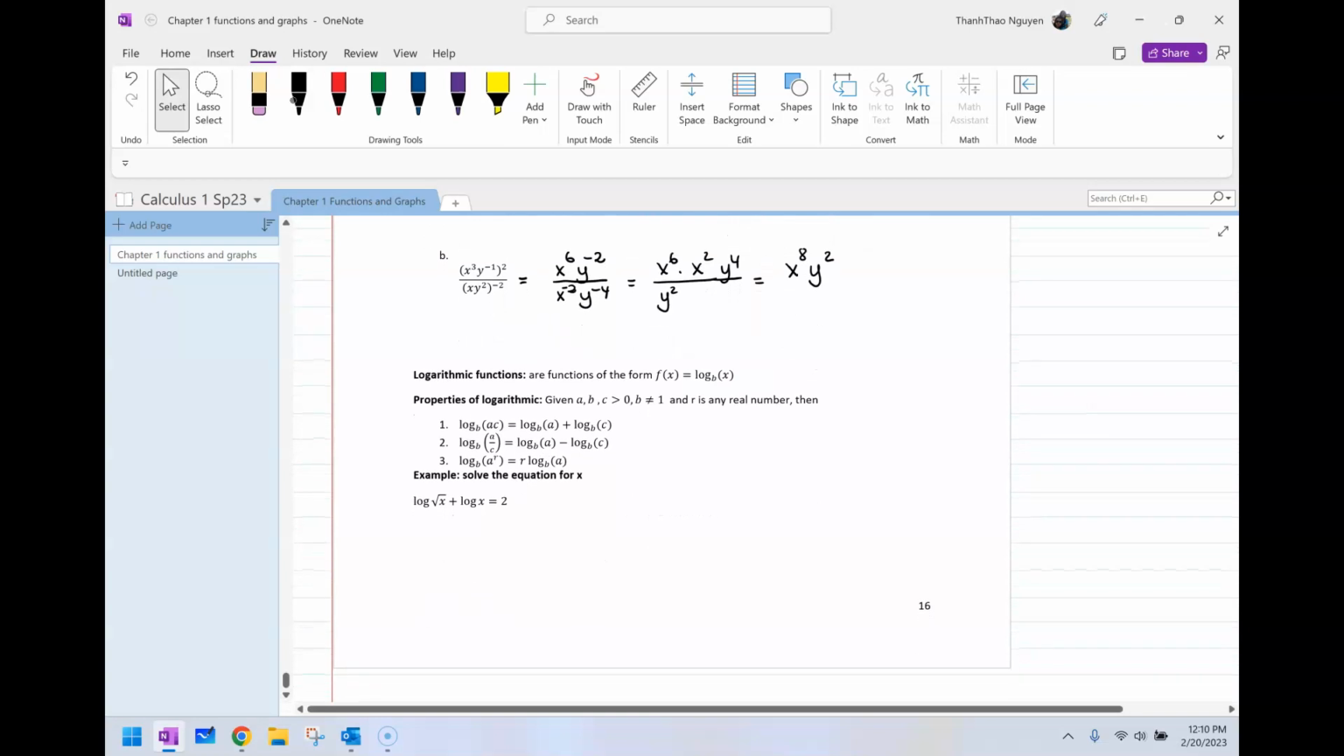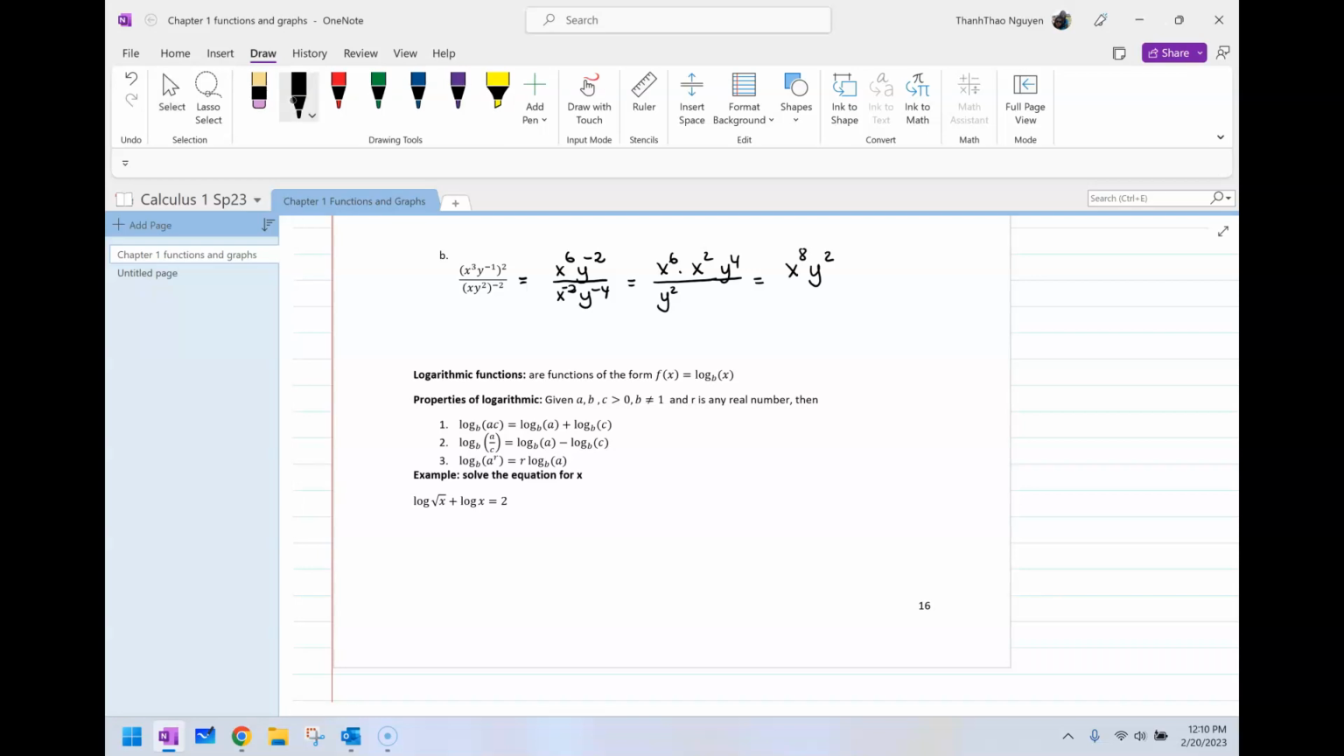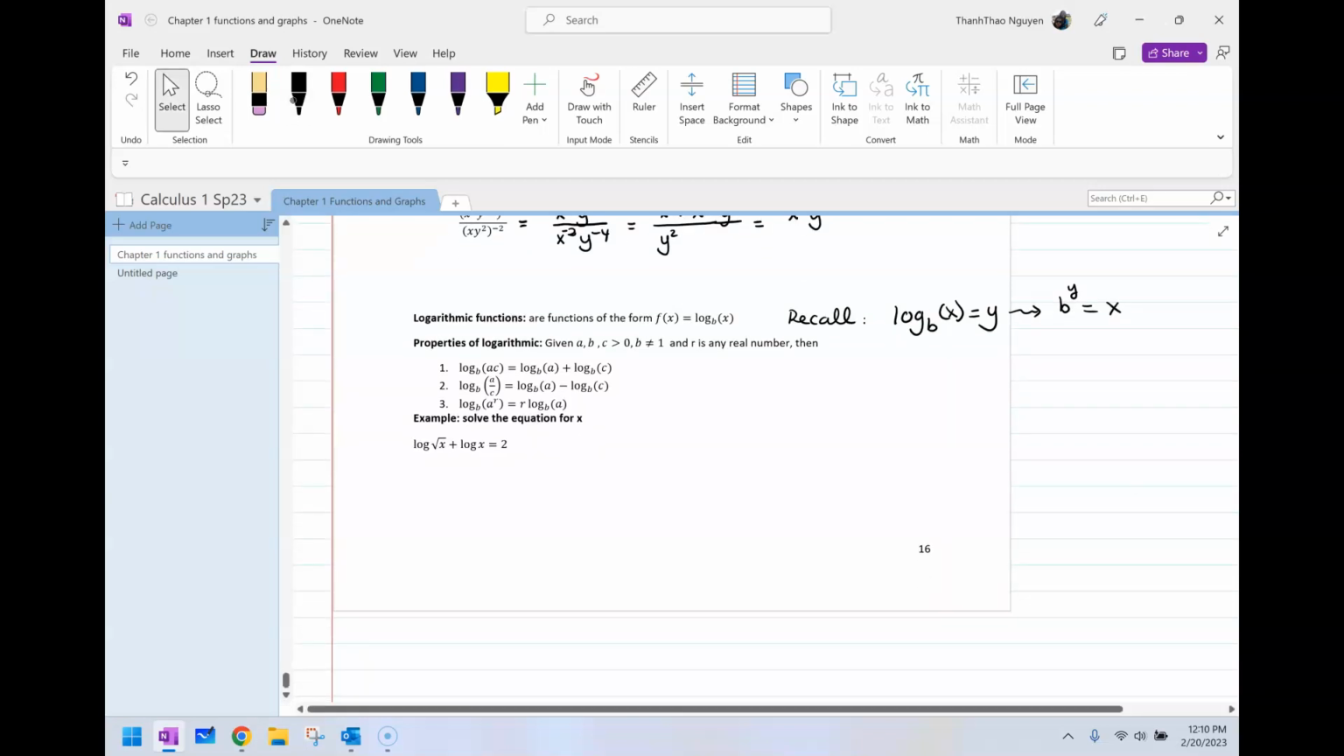Logarithmic function, a function of the form f of x equals log base b of x. Now remember, logarithmic functions are inverses of exponential functions. So recall, log base b of x equals y is equivalent to saying b to the y equals x. And we have some properties of logarithms. Let's go ahead and use the properties of logarithms to solve this equation.